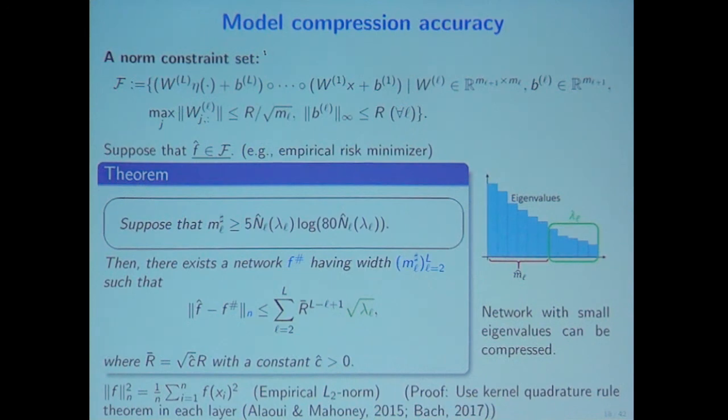This means that when we specify lambda L, the degree of freedom is determined, and then the width of the compressed network is determined. We can see that if lambda L is small, then the degree of freedom goes up, and the compressed network should be large to satisfy this condition. That's right. So in that sense, if the eigenvalues go down very rapidly, then we can approximate the trained network F hat by a very small network. So, question. Yeah.